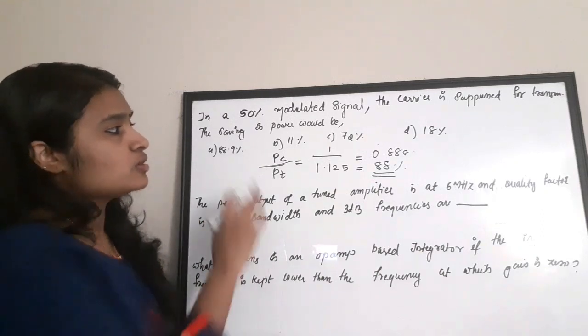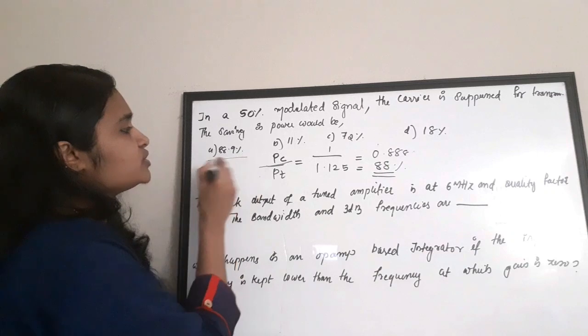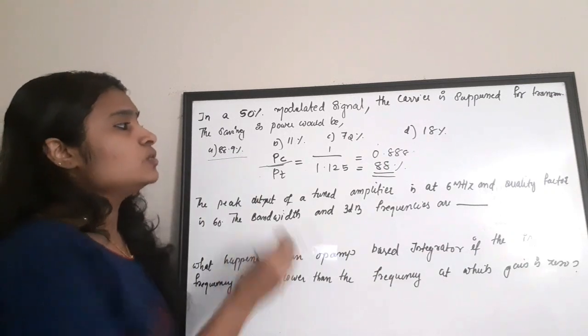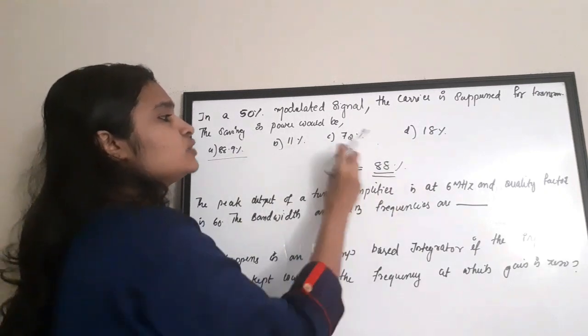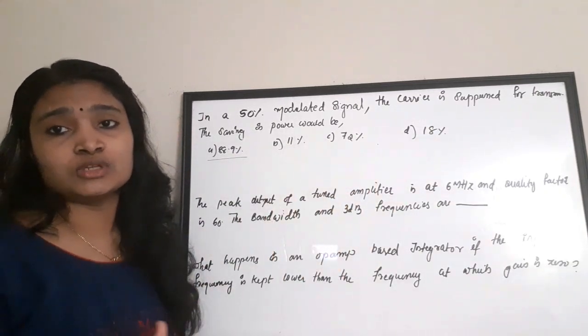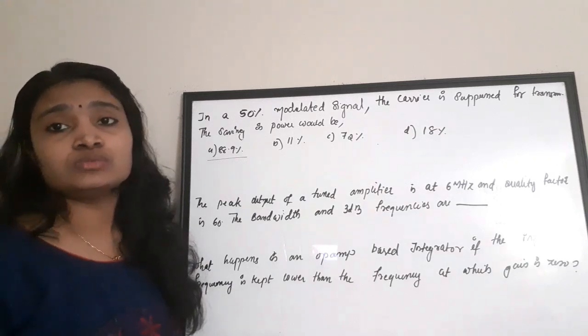So from the options, the correct option is option A, which is 88.9. I hope that this type of question is now familiar to you. You only need to know this relation that PT is equal to PC into 1 plus m squared by 2 to answer this question.